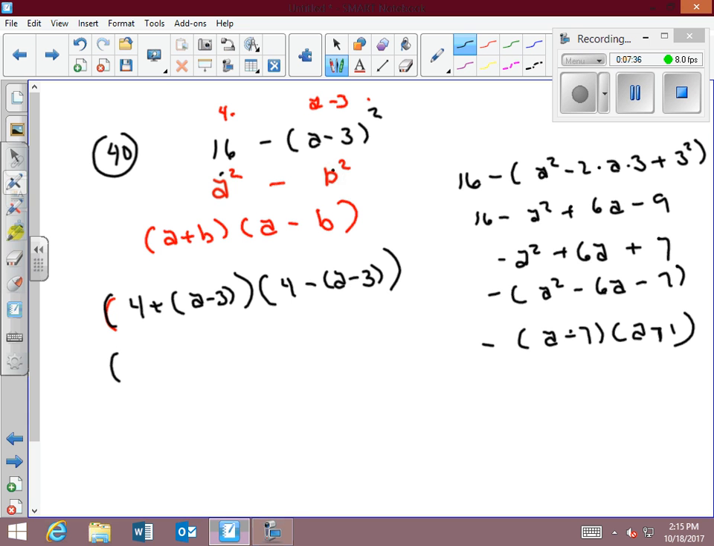Notice that first term, if you drop the brackets, it's 4 plus a minus 3. So what is that? 1 plus a. In the second term, if I drop the brackets, this one is 4 minus a plus 3. Is that right? So it's 7 minus a. You see, if you run that minus sign in here, you'll get 7 minus a, won't you? And then you get a plus.